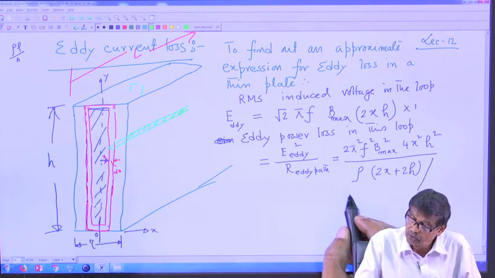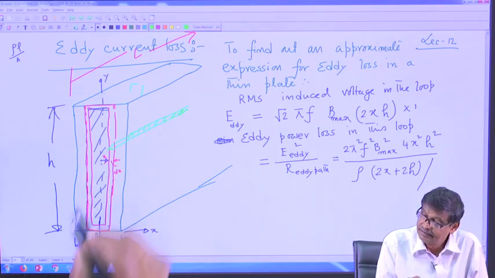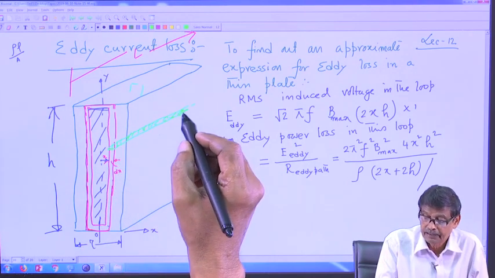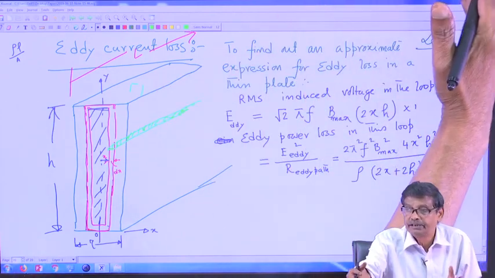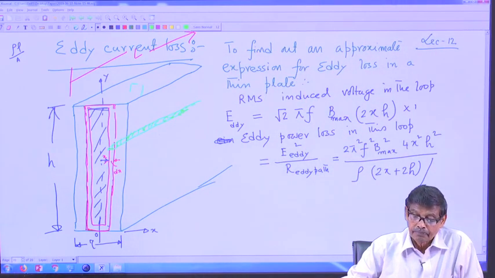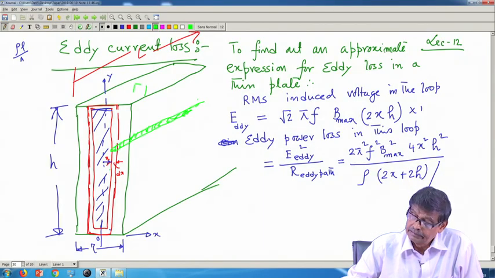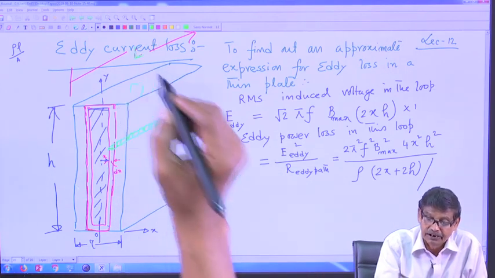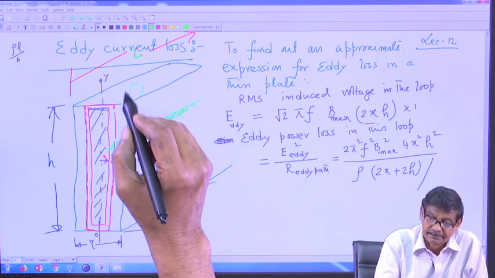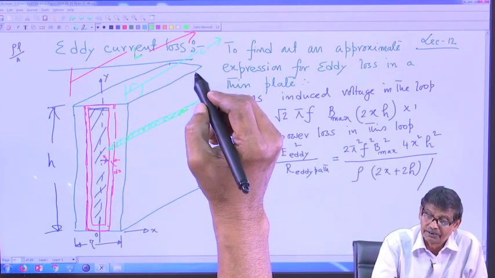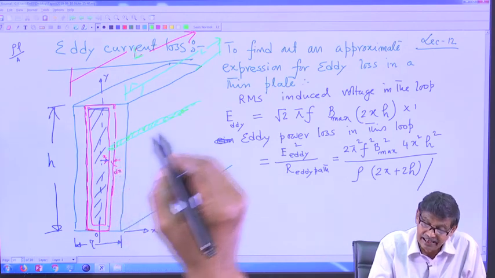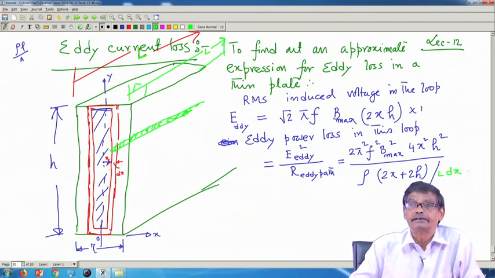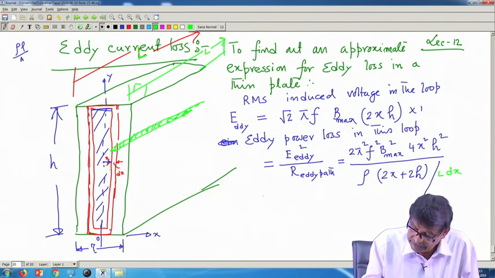Got the point? So, rho L by area will then be the area of this rectangle. What is the length of this rectangle? The length of this iron piece. If I call this length L, which I wrote earlier, up to whatever distance it goes, then this is L into dx. This is the cross sectional area. Therefore, this is the thing.